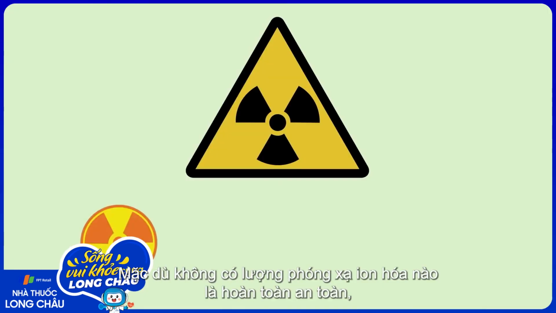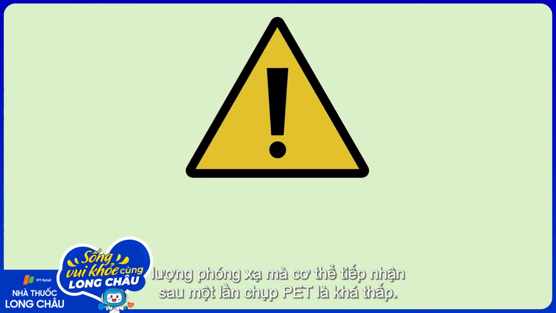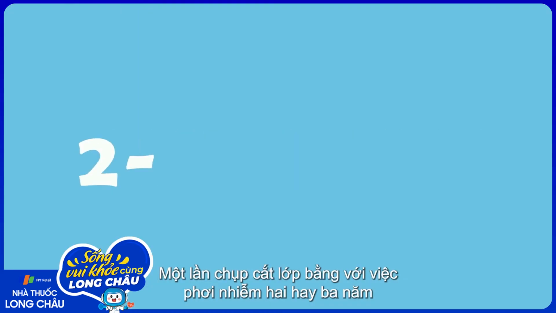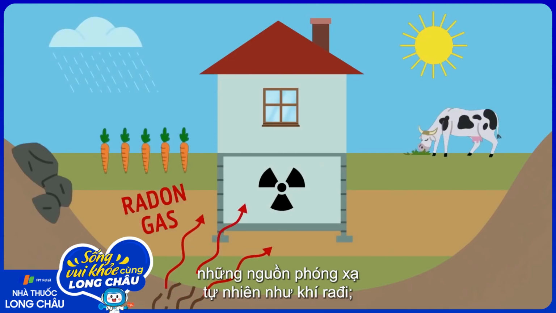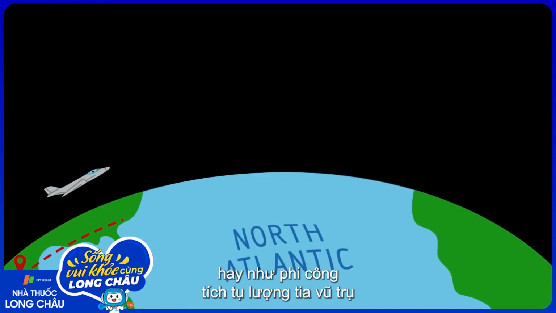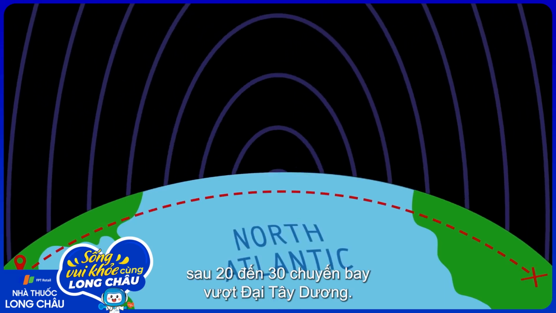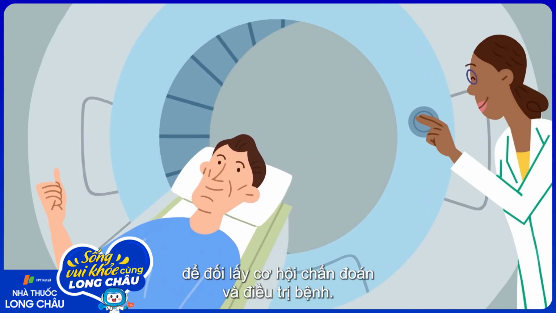Even though no amount of ionizing radiation is completely safe, the amount of radiation the body receives during a PET scan is actually quite low. One scan is comparable to what you're exposed to over 2 or 3 years from natural radioactive sources, like radon gas, or the amount a pilot would rack up from cosmic radiation after 20 to 30 transatlantic flights. Most patients feel that those risks are acceptable for the chance to diagnose and treat their illnesses.